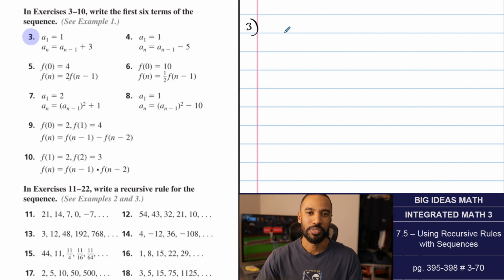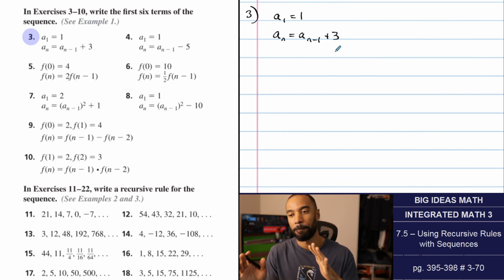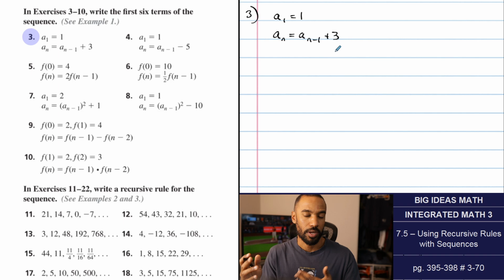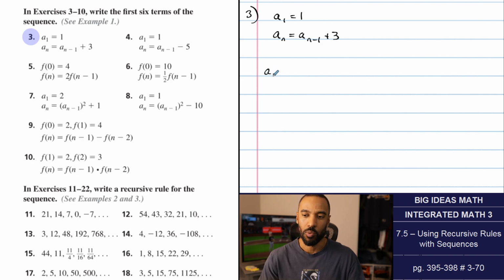In exercises 3 through 10, write the first 6 terms of the sequence, where the first term is 1, and the next term we can find takes the previous term plus 3. Now, this is what, again, brings me back to what I did at the time for IM1 stuff. I'll start slowly with this one to show you how this equation idea is going on, but after that, I'm probably going to speed up pretty quickly. So the first term is 1, yeah.